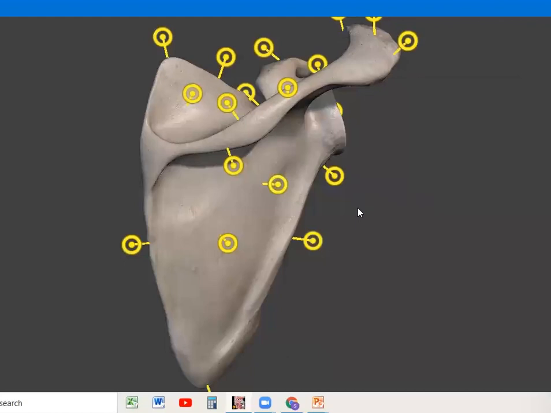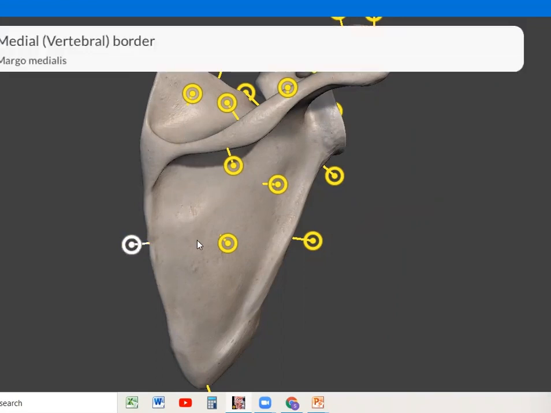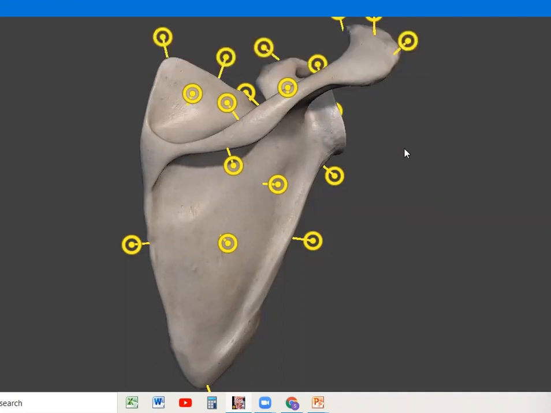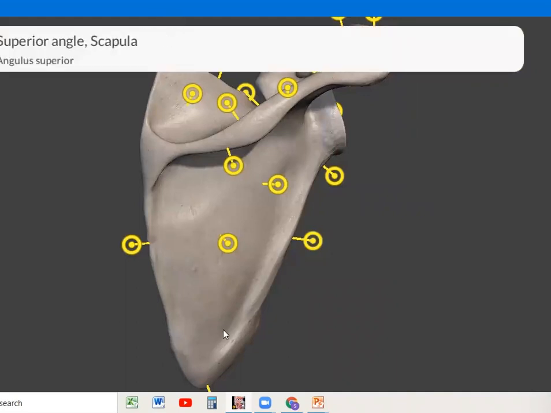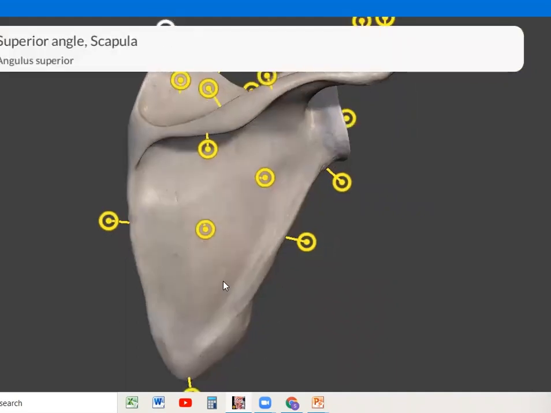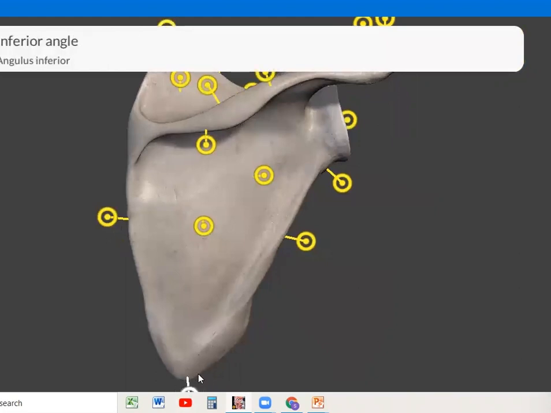Then we will see the features of the scapular bone. There are two surfaces: this is the dorsal surface in front, and the costal surface. There are three borders: this one is the medial border, this one is the lateral border, this one is the superior border. Then we will see the three angles. This one is the superior angle, this one is the inferior angle, and this one is the lateral angle or glenoid cavity.